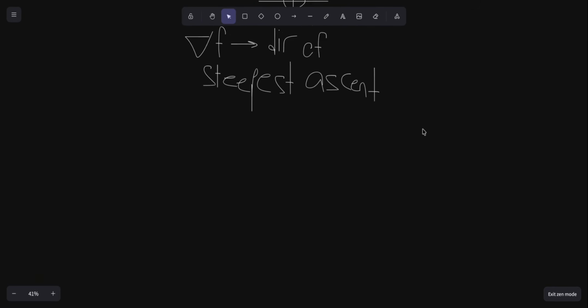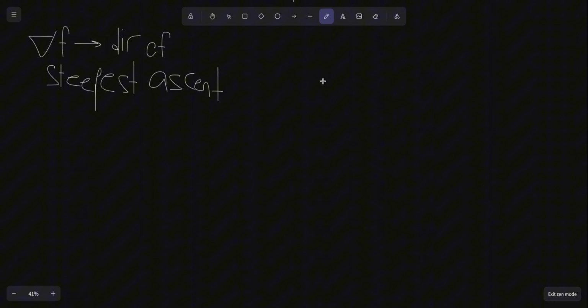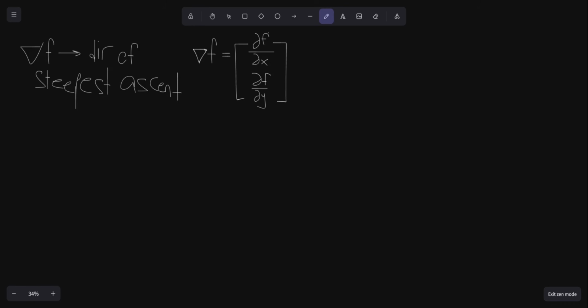Now we're going to get into why the gradient is the direction of steepest ascent. Let's think about this conceptually first before we get into the mathematical directional derivative nitty-gritty of this. So the gradient points towards the direction of steepest ascent, and the fact that makes this really nice is that this is a vector field.